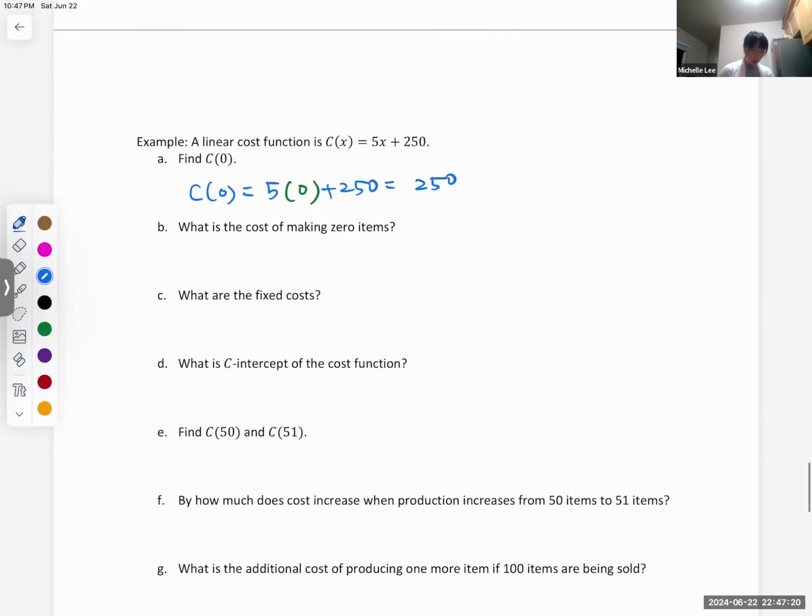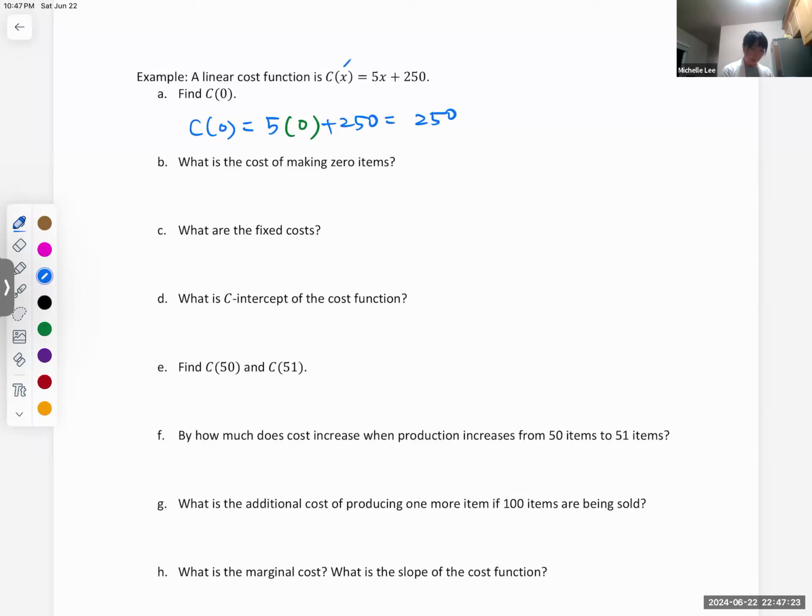So this is the number of items, that is the x, and this is the cost, right? Okay, so what is the cost of making 0 items? So 0 items is the same as C of 0, right? So that is 250. That's the cost, let's say in dollars, right? So same as A.